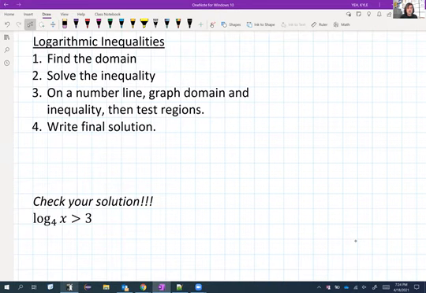First one, log base 4 of x is greater than 3. Let's do step 1. Step 1, the domain. Well, I know that I can only have positive numbers inside that log. So whatever is inside the log, x needs to be greater than 0, because we just saw that 0 doesn't work with a log. So x needs to be greater than 0. That's my domain, that's step 1.